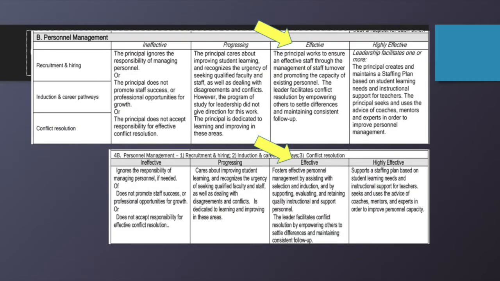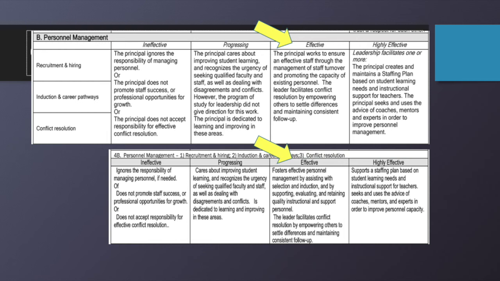And finally, we're almost to the finish line. Professional responsibility, domain number 4. We are going to look at 4B, personnel management. There are 3 elements at 4B: recruitment and hiring, induction and career pathways, and conflict resolution. Let's take a look once again at the effective column as I read that for you.